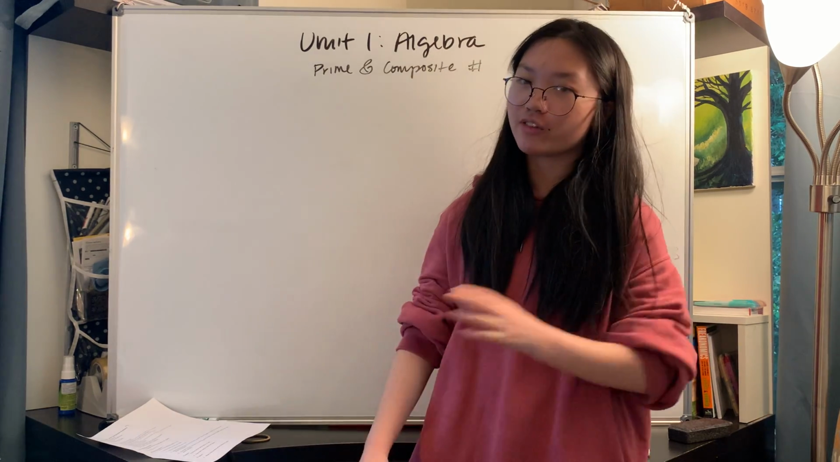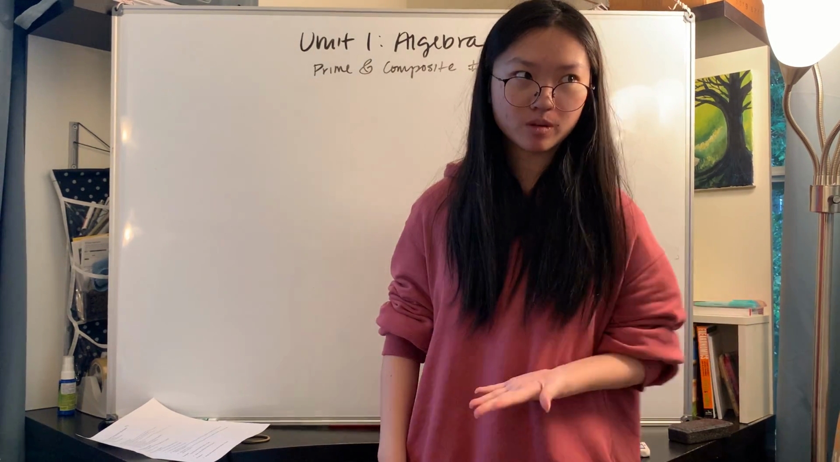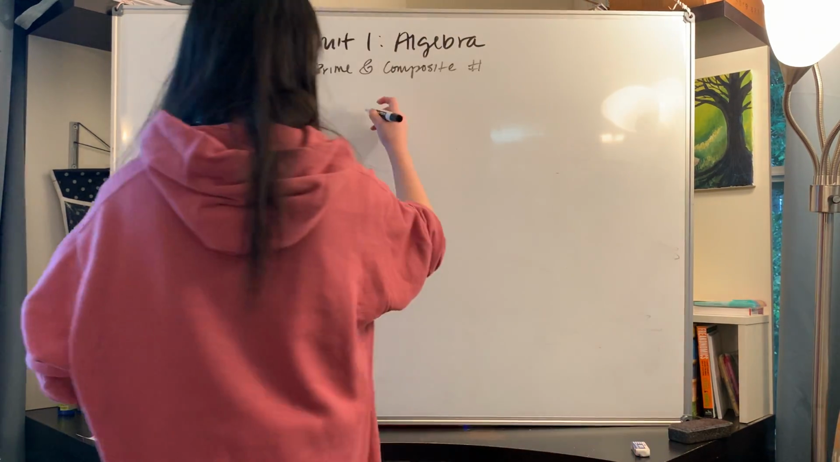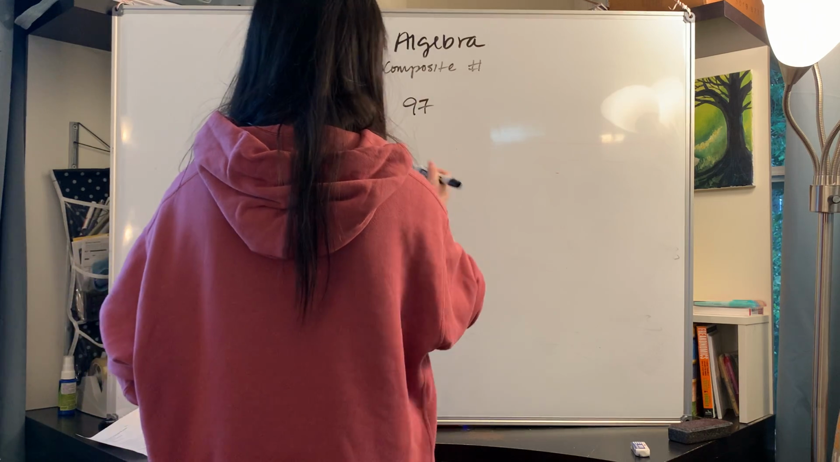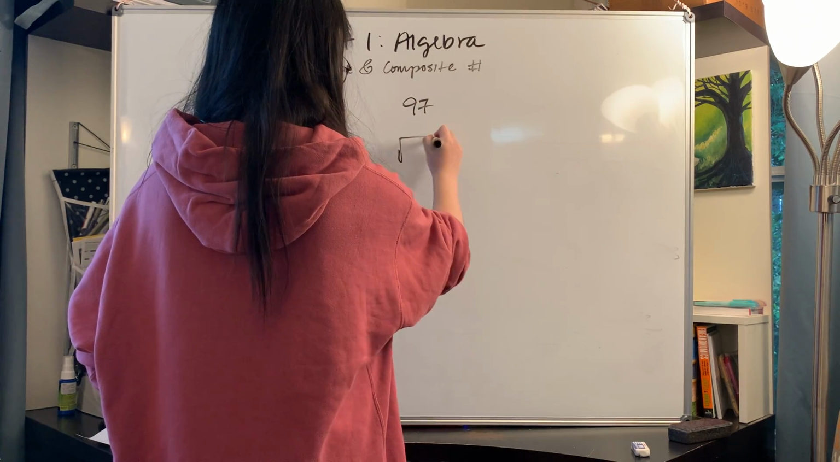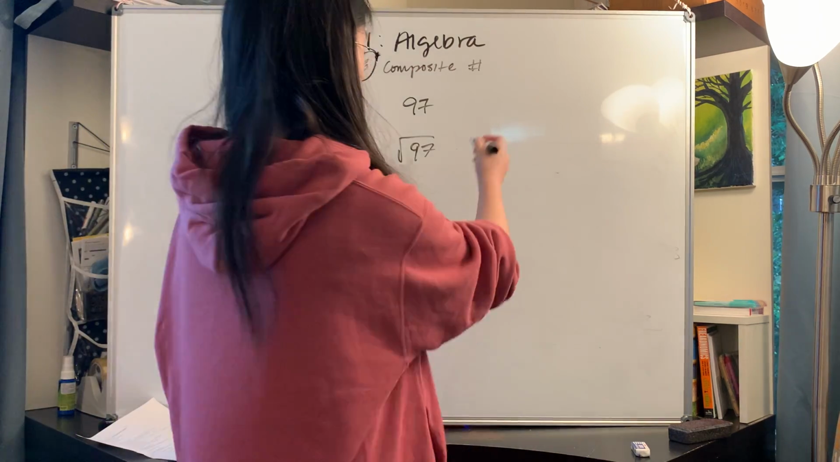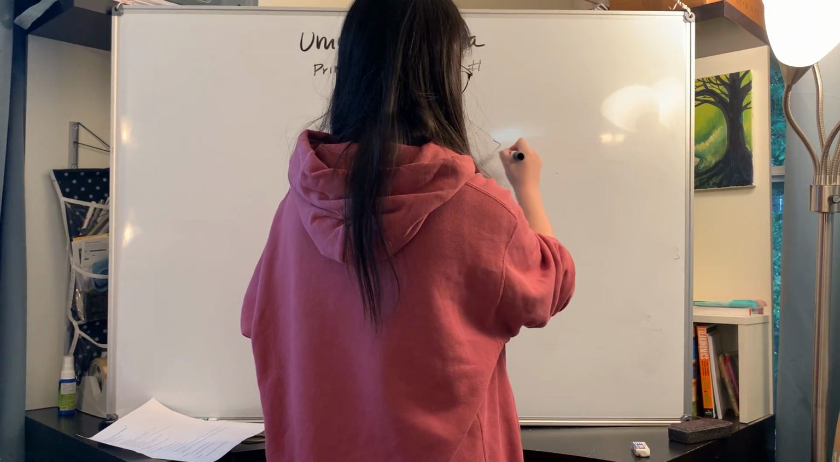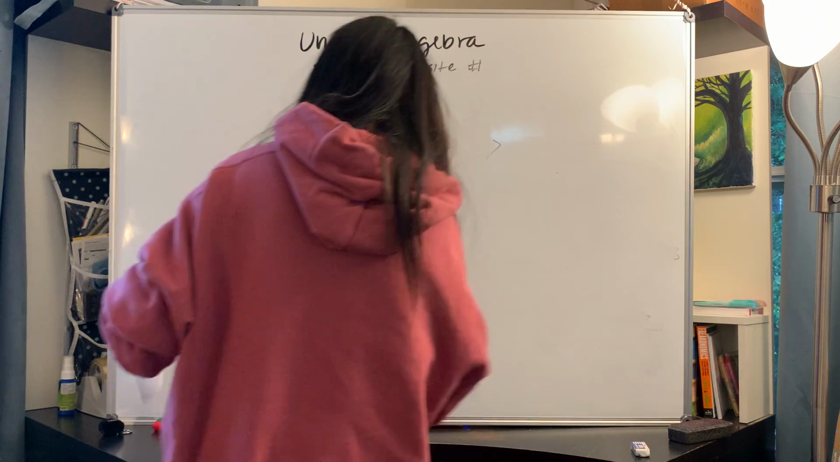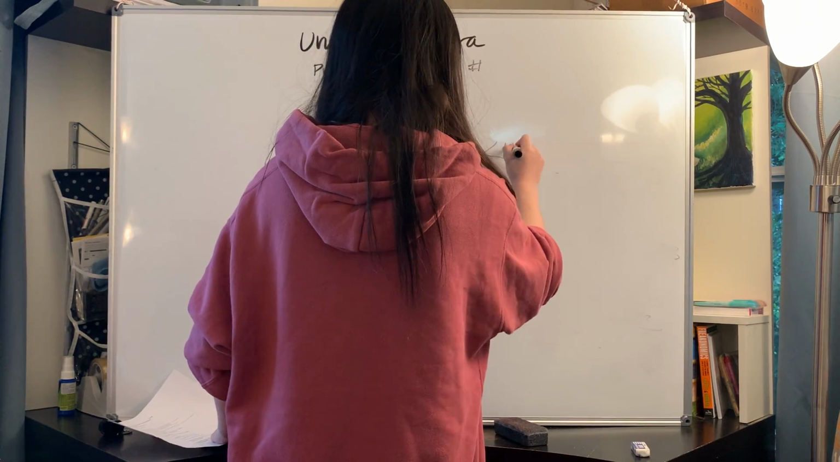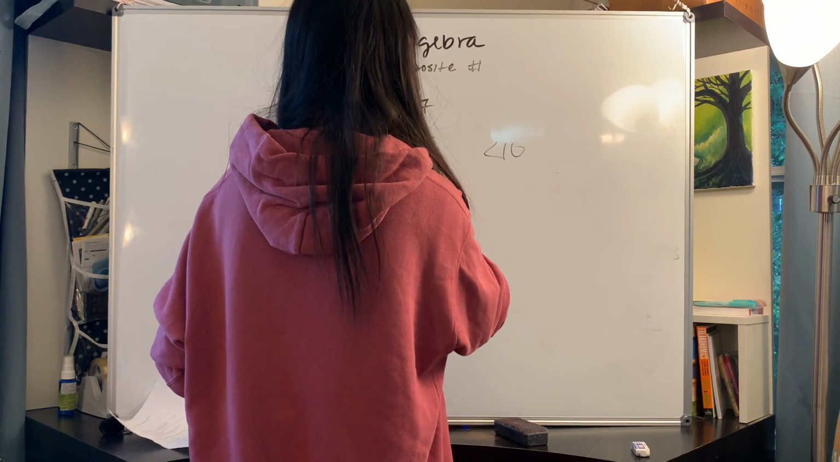So when we're checking for prime factorization, we check for primes that are under the square root of that number. So if we have a number like 97, we have to check for all primes under the square root of 97. And the square root of 97 is less than 10. And I know it's less than 10 because the square root of 100 is 10.